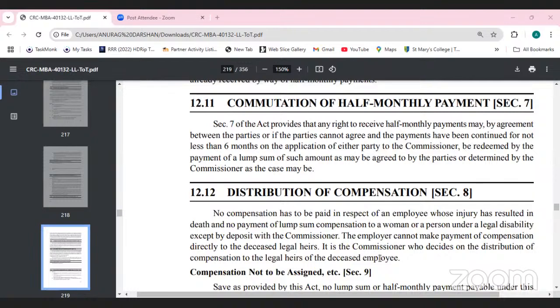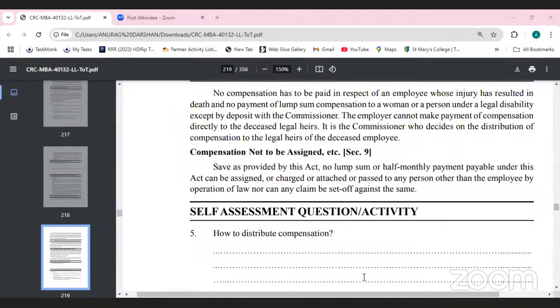Distribution of compensation. No compensation has to be paid directly in respect of an employee whose injury has resulted in death, and no payment of such lump sum compensation to a woman or a person under a legal disability except by deposit with the commissioner. The employer cannot make any payment of compensation directly to the deceased's legal heirs. So, whenever a death has occurred due to the disability or due to the injury, the amount has to be deposited with the commissioner. The amount cannot be paid directly to the legal representative or legal heir.